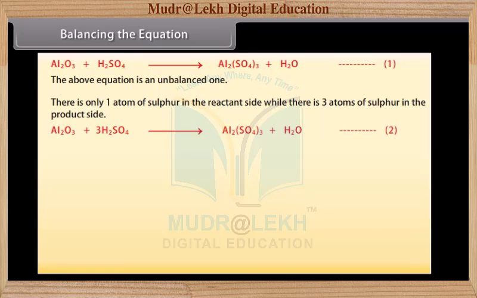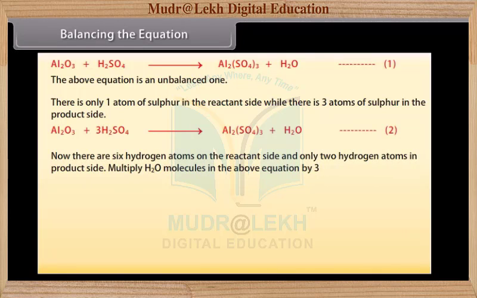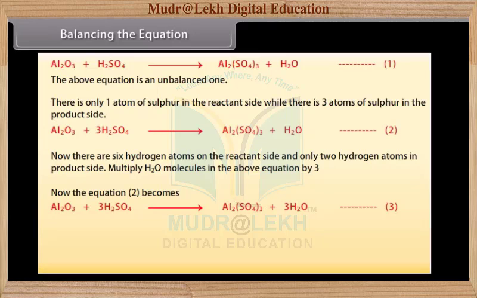Al2O3 plus 3H2SO4 gives Al2(SO4)3 plus H2O, equation 2. Now there are 6 hydrogen atoms on the reactant side and only 2 hydrogen atoms on the product side. Multiply H2O molecules in the above equation by 3. Now equation 2 becomes Al2O3 plus 3H2SO4 gives Al2(SO4)3 plus 3H2O, which is equation 3.